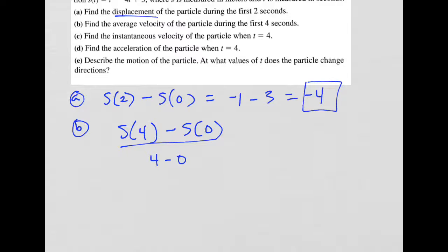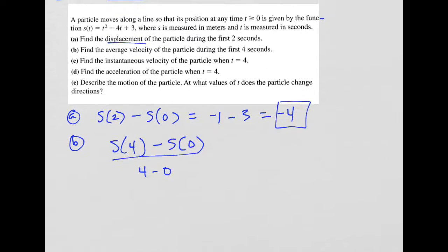So enough about that talking. Plug in a 4. What do we get? That would be a 3. Right? If I plug in a 4, that's 16 minus 16 is nothing, and then it'll be 3. Okay. And then minus, well, that's the minus there. And then s of 0 is 3. Oh, 0 over 4. So this is 0. So the average velocity in the first 4 seconds is 0.